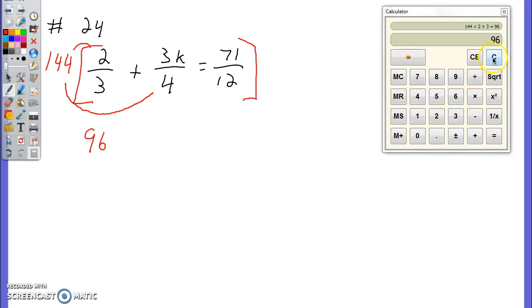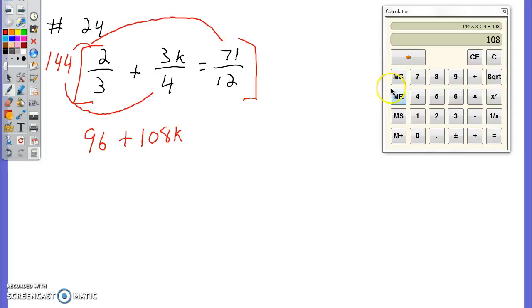So again, we're going to do the same concept. We're going to do 144 times 3 divided by 4. That's going to give me 108. So I'm going to do plus 108, and I'm going to keep that variable there. So we've got to keep the k there. Alright, remember, always remember to do all the terms.